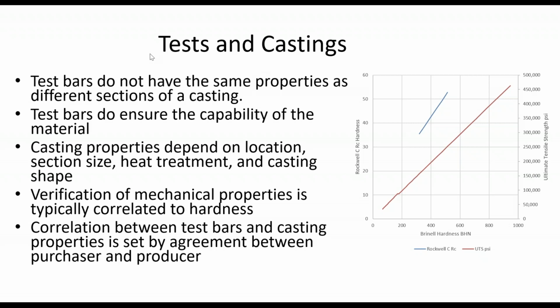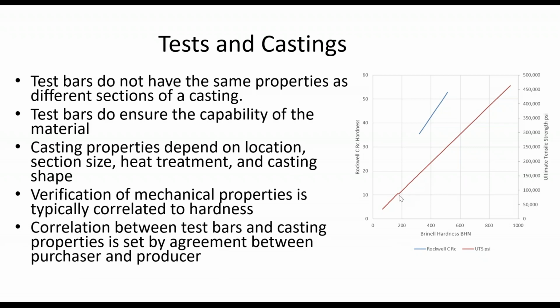So in testing and casting, the test bars don't have the same properties at different sections. They do ensure that the material, the steel I poured in the hole, has the right properties. The casting properties depend on the location, and they vary with location. So if you pull a test bar out of the casting and it's 5 KSI below the minimum specification, that would be an ordinary variation. That would not be a surprise. And so you really need to correlate those test bars with casting properties if you're concerned about that.